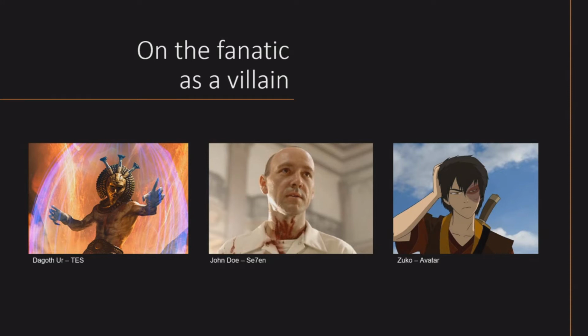Then there's John Doe from the movie Seven. He's a serial killer who believes that his actions are justified because his targets are, as he believes, the personifications of sin and evil. So he sees himself as the good guy trying to rid the world of evil. But inadvertently, he's a serial killer, so he's pretty much evil.